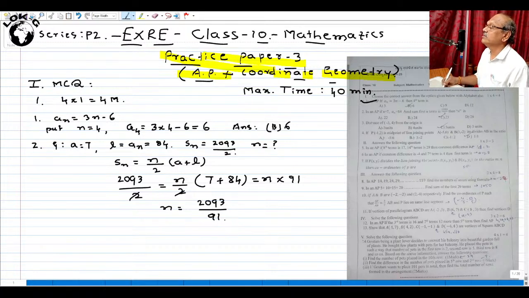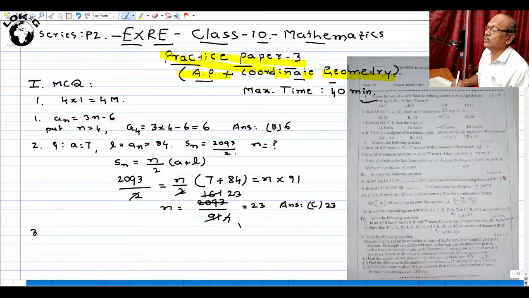You can cancel it by using table 13. 13 7s are 91. Left with 7, 79. 13 6s are 78. Left with 1. Let us continue the division again. 7 2s are 14, left with 2, 21. 7 3s are 21. Therefore, the answer is 23. And the option among the given is C, 23. Okay, observe how the problems can be solved.